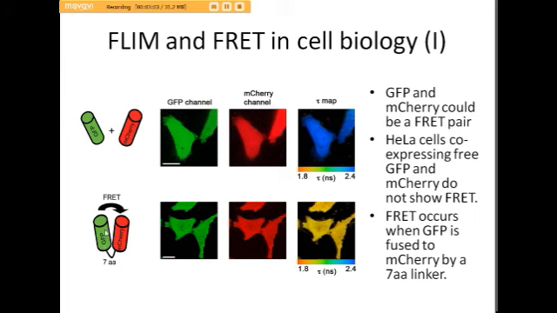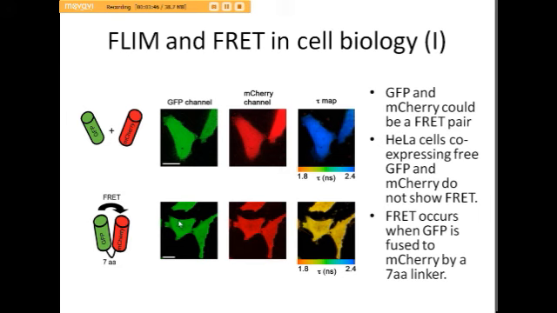Now we can make a chimeric protein. We can use recombinant DNA technology to fuse the GFP coding sequence with the mCherry coding sequence, using 7 amino acids to link the two. When we transfect this chimeric protein into the cell and the cell expresses it, GFP and mCherry are linked by 7 amino acids. So the distance between GFP and mCherry is very short, less than 10 nanometers, and there could be a possibility for GFP and mCherry to have FRET.